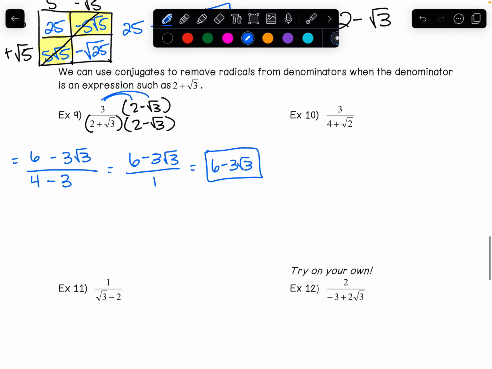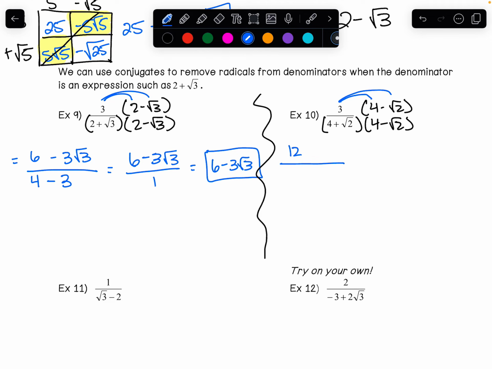Let's try that again with example 11. Here I have 3 divided by 4 plus the square root of 2. What is the conjugate here? Our conjugate will be 4 minus the square root of 2. And that's what I'm going to be multiplying by. So 3 times 4 is 12. And 3 times negative square root of 2 is negative 3 square roots of 2.